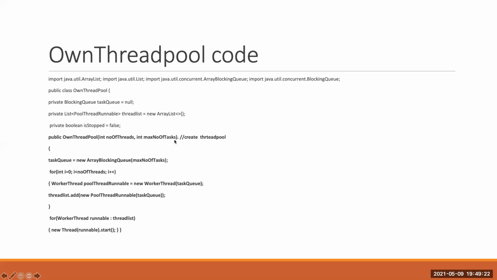I'm creating the blocking queue based on the number of tasks, the maximum number of tasks allowed. Then that blocking queue is given as an input value to the worker thread. That means giving access to this blocking queue, so that it will read the task from it and process it. Okay, so I'm creating the worker thread.